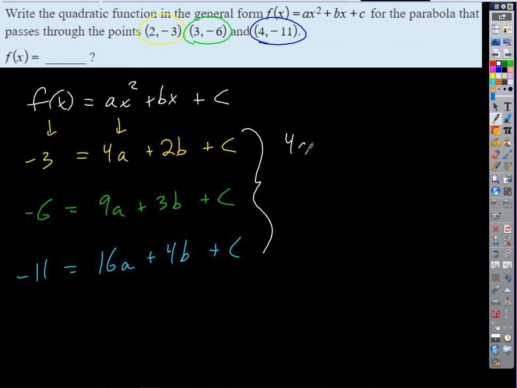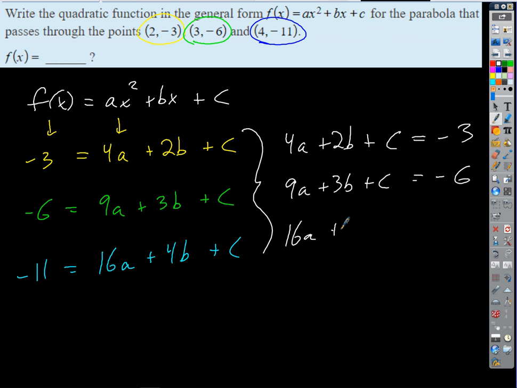So we end up with this first one is 4a plus 2b plus c equals, and then we put the constant on the right side, equals -3. This one becomes 9a plus 3b plus c equals -6. And 16a plus 4b plus c equals -11. So there's our linear system, and we'll have to use a calculator for this.